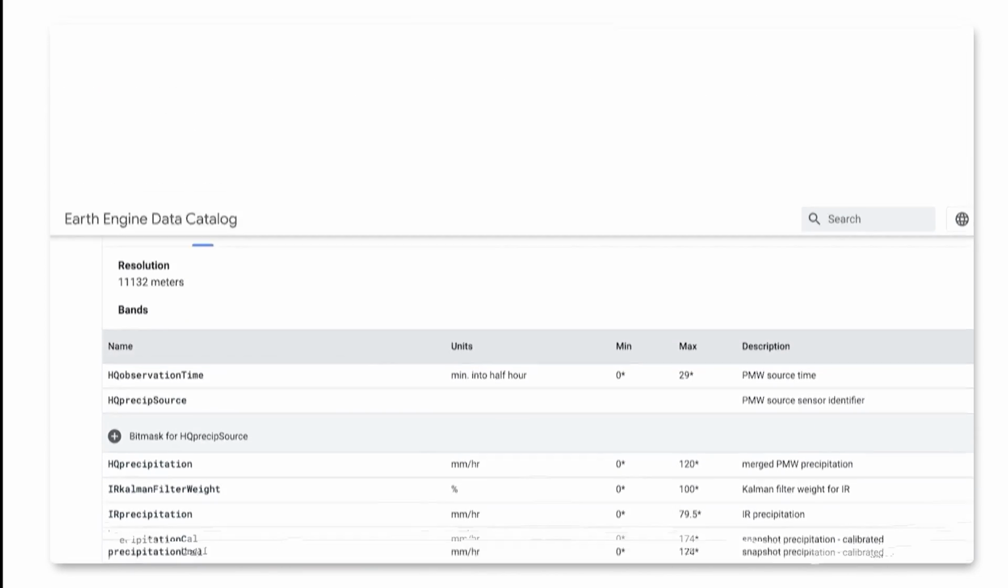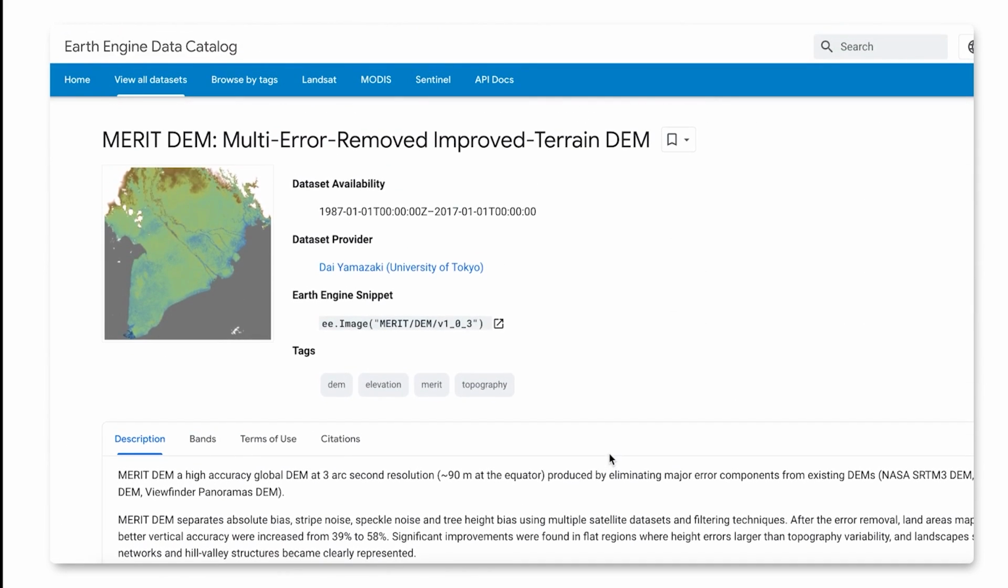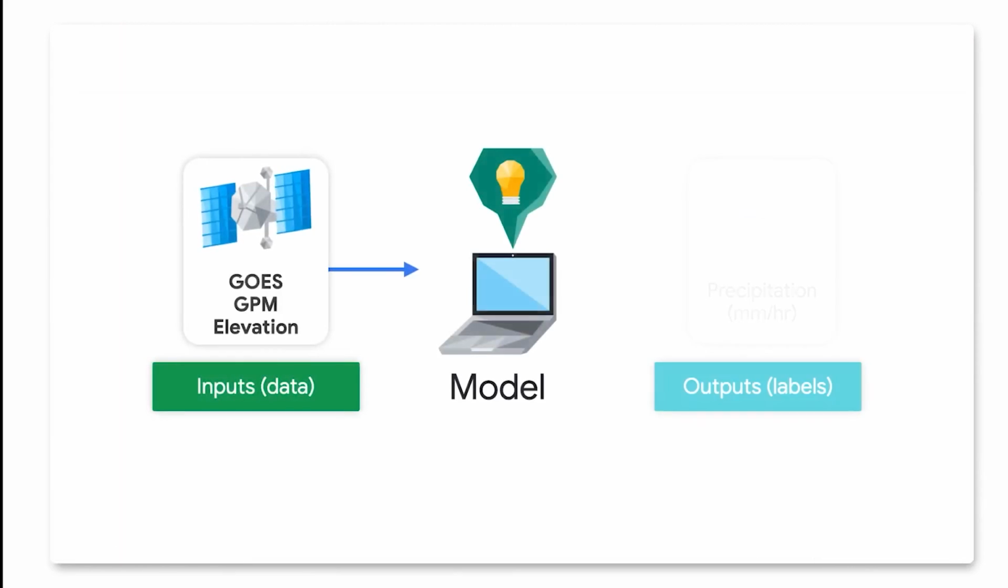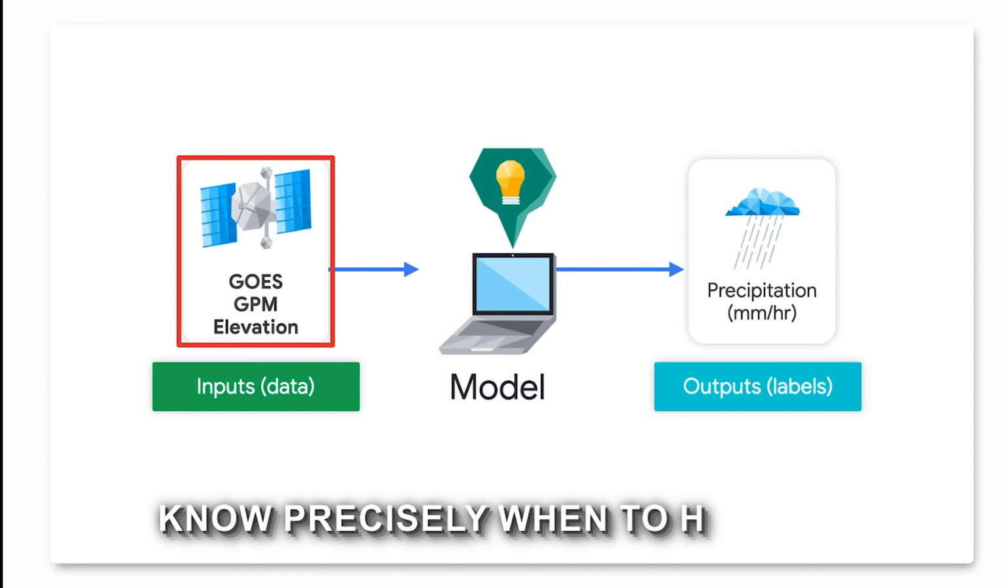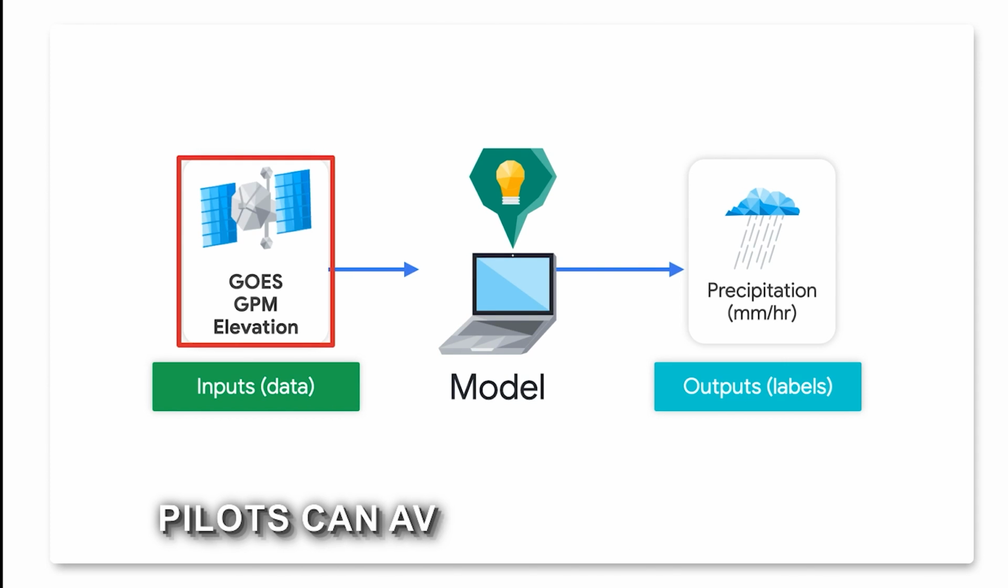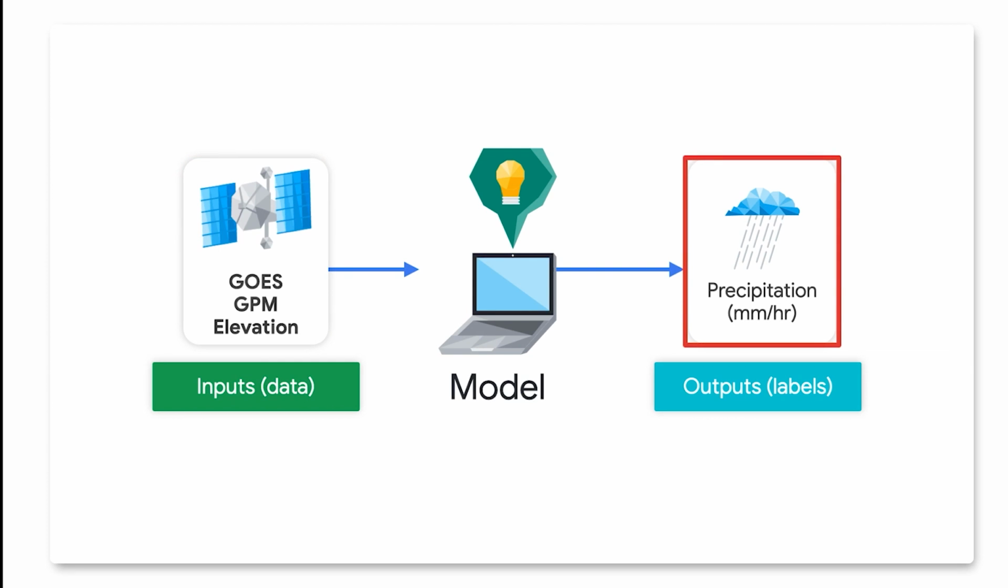The implications can potentially be huge, not just for your personal use, but also for industries like agriculture, aviation, and any other one that depends on the weather. With MetNet-3, farmers can know precisely when to harvest, pilots can avoid turbulent skies, and your outdoor wedding is less likely to end up with rain on your wedding day.